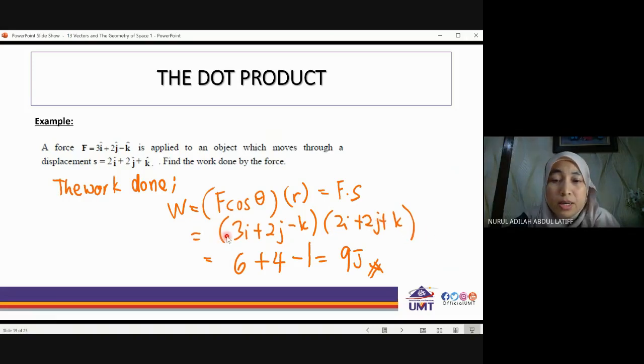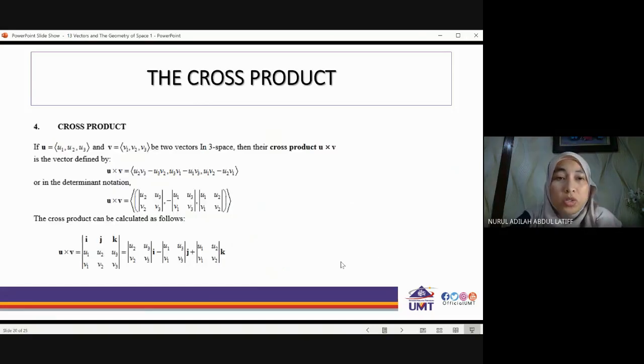Do you remember how to find it? 3 times 2 plus 2 times 2 plus negative 1 times 1, which is 6 plus 4 minus 1, you will get 9 joules. See, the calculation is very easy, but you need to understand the concept, and also you need to understand the terms. Okay, so the cross product, I think this is the last topic of this thing.